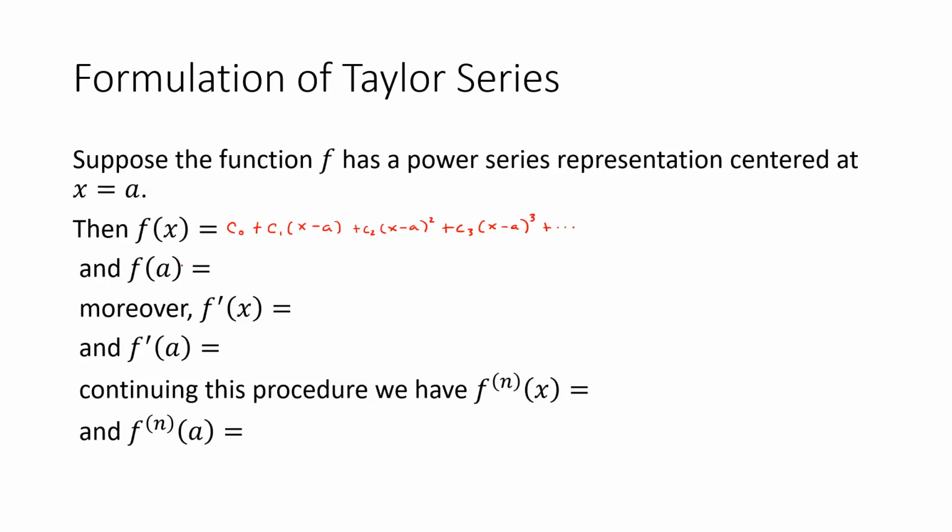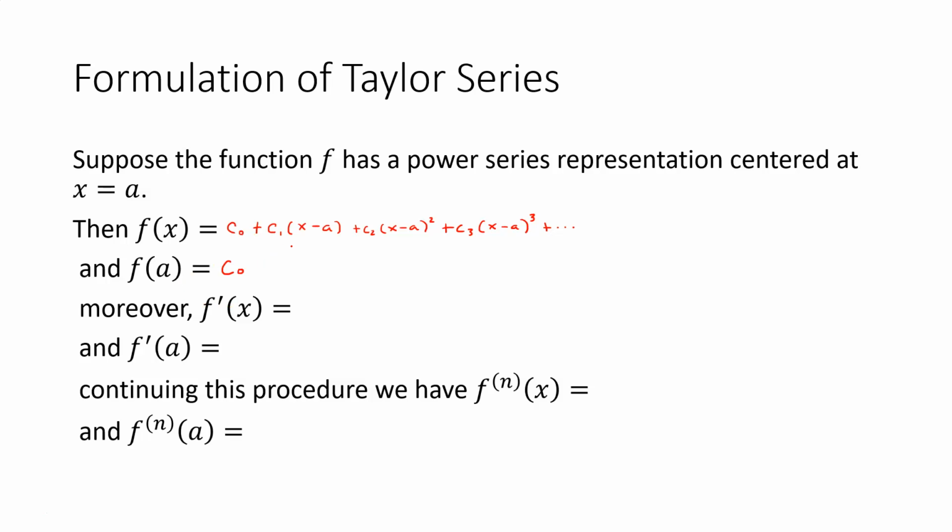And if I evaluate this series at x equals a, notice that all the terms that have an x minus a factor will become 0. So f of a is just the constant term c0. Essentially that gives us a formula now for finding c0. So if I have a function whose power series representation is of this form, we know that that constant term must be equal to f of a.